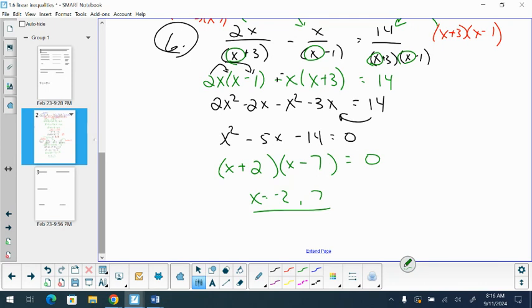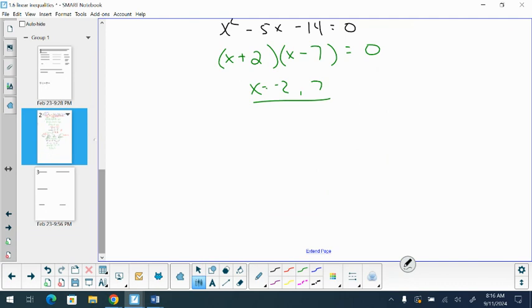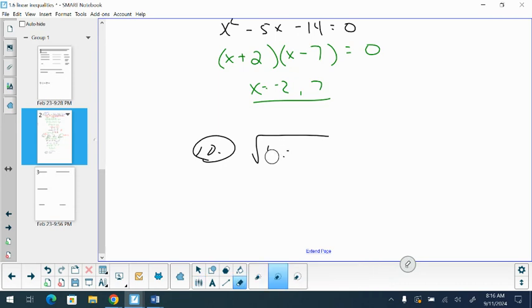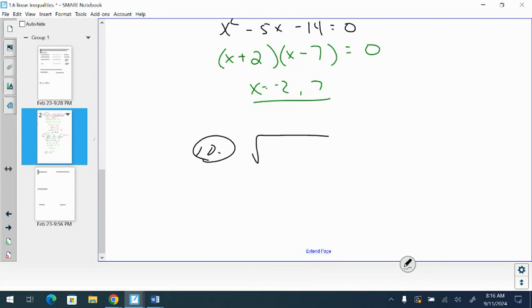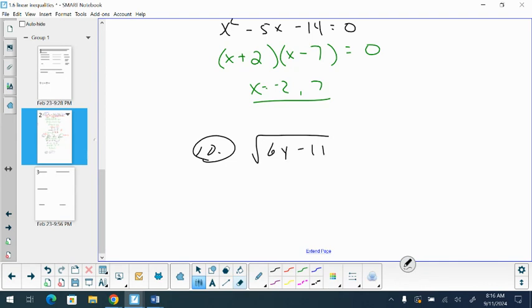Okay, backside. Anything with the radicals? You have to make sure and watch. Once again, on number 10, we have the square root of 6y minus 11, and that's equal to 2y minus 7.